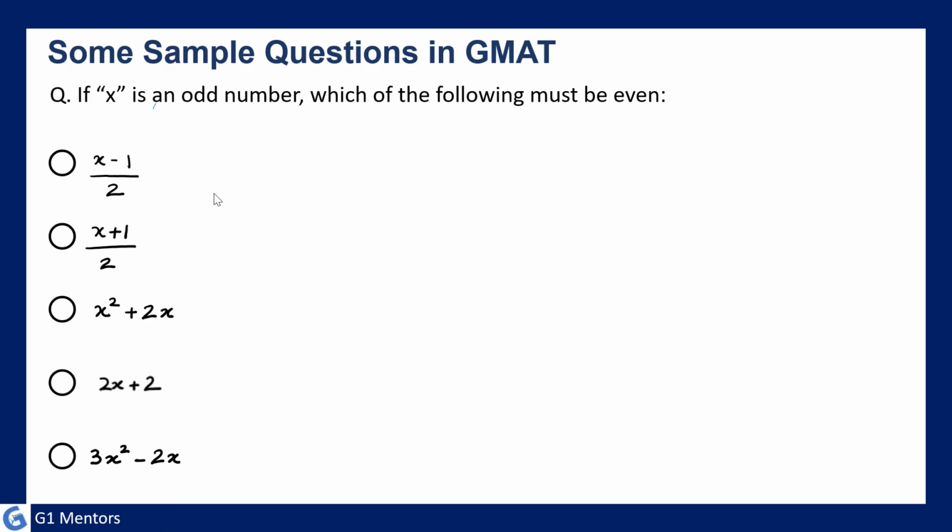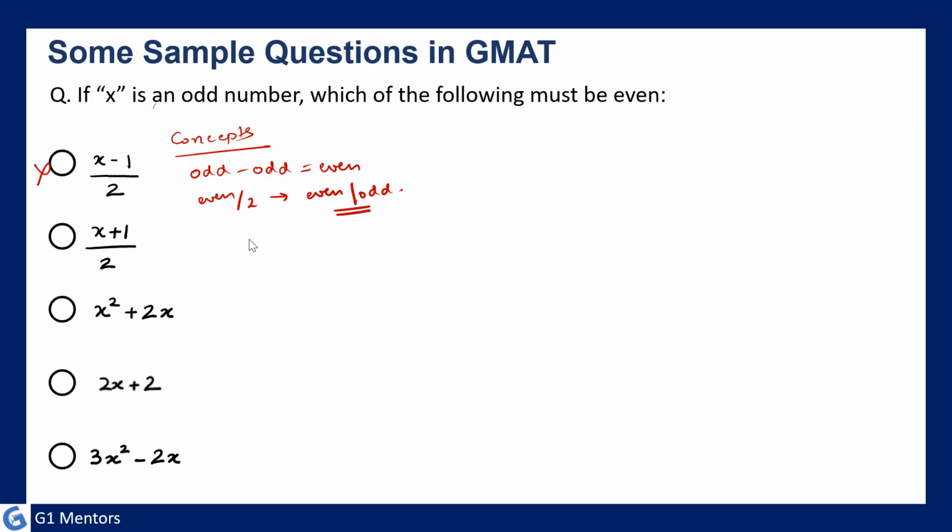Now let's see the second question. If x is an odd number, which of the following must be even? Okay, let's see the first choice. Let's solve it by first concepts. So x is an odd number, 1 is an odd number. So we know that odd minus odd is equal to even. When we divide any even number by 2, the result may be an even number or an odd number. We never know. So this option is not correct.